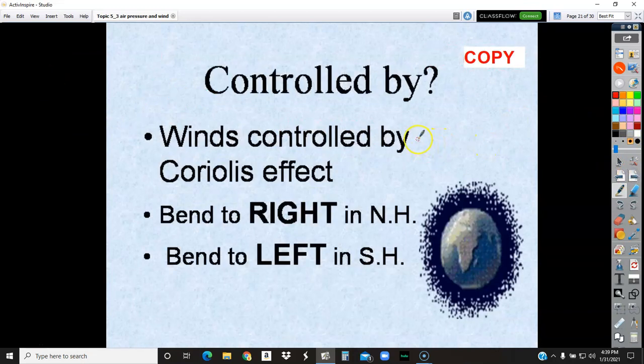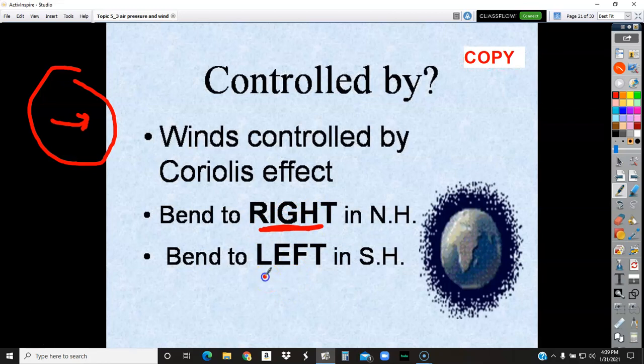What controls the wind? The Coriolis effect. Now that goes back to astronomy. Because the Earth is rotating, we are going to curve the winds a little bit. And we'll get more into this in next week's video. But basically, in the northern hemisphere, winds are going to curve to the right. In the southern hemisphere, winds are going to curve to the left. And that's again controlled by the Coriolis effect, which is in turn controlled by Earth's rotation.